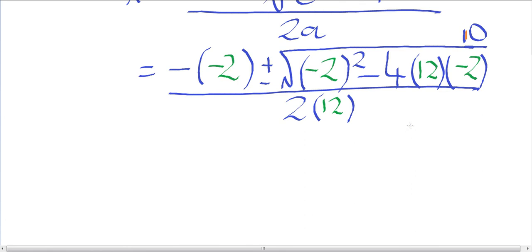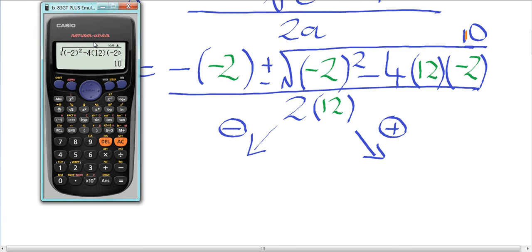Now, I'm going to draw two arrows coming out of this, and this is where I kind of wrap it up now. One arrow is for the minus case and the next arrow is for the plus case. Okay, I'm going to type in now what I'm left with. I don't need that big ugly square root expression anymore. I know that's 10 and I recorded it up there. So what am I left with?